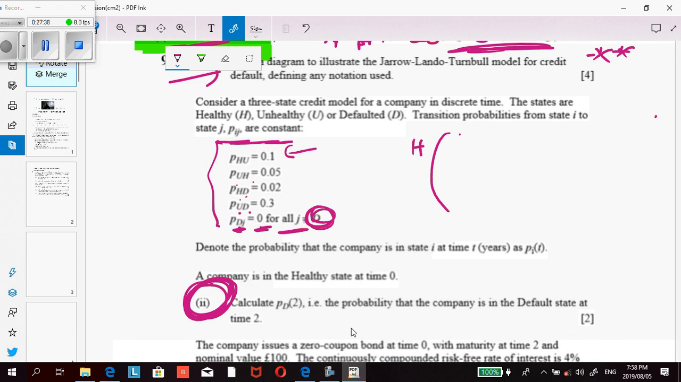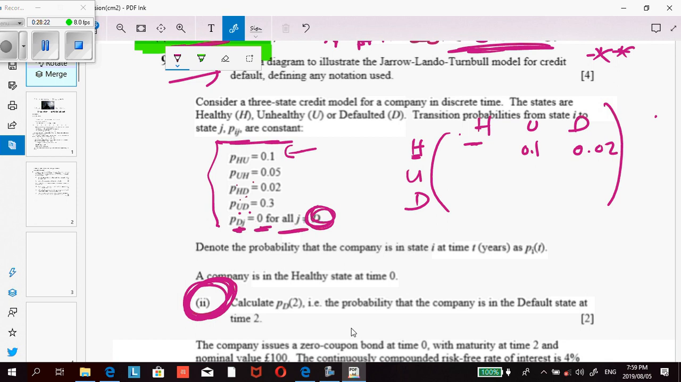So I'm going to have my healthy, unhealthy, default, healthy, unhealthy, default. The probability of moving from H to U, the examiner told you that is 0.1 from the given question. So 0.1. The probability of moving from healthy to D is 0.02. From healthy to healthy, you don't have that, but remember the sum of your row.